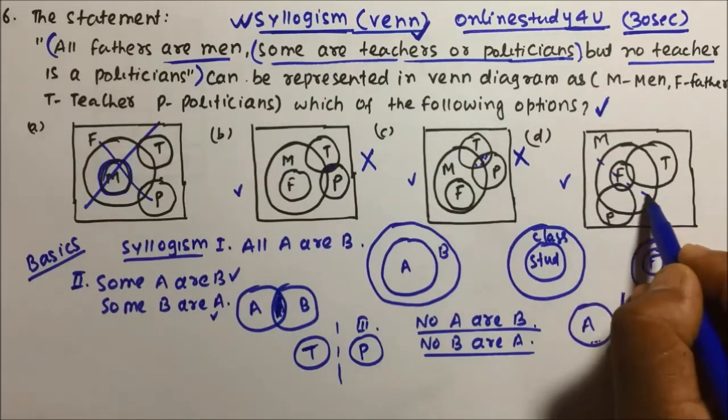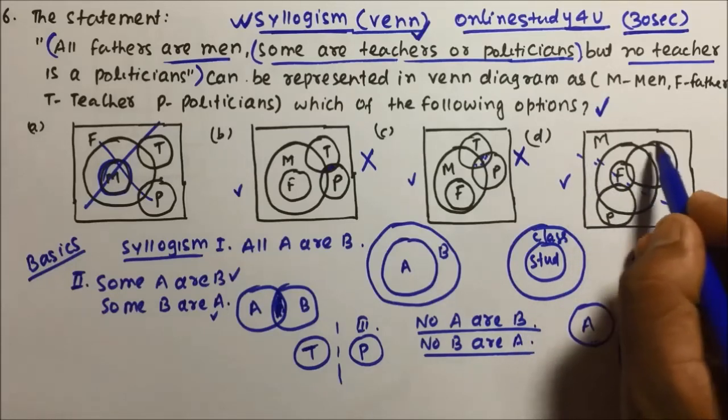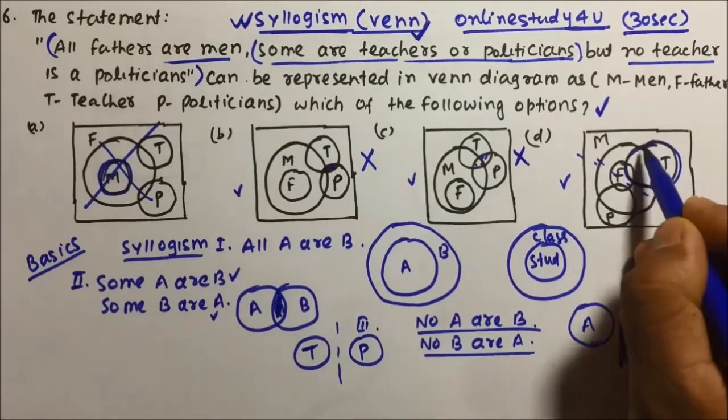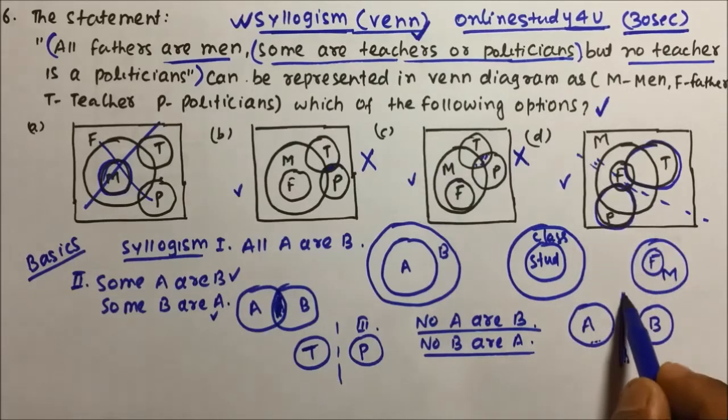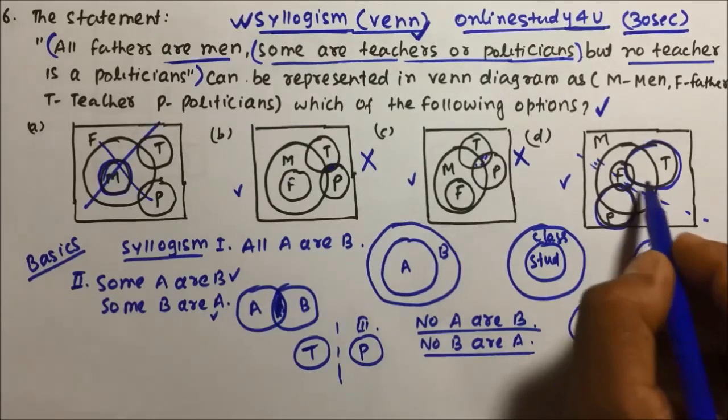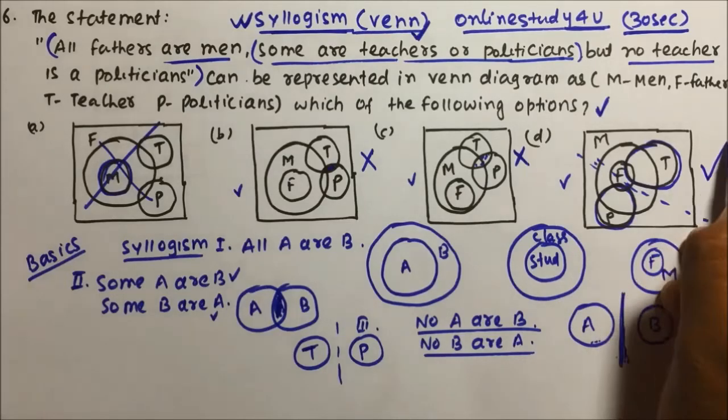Here you see teacher and politician do not have any relation. See, this is your teacher and this is your politician. So they do not have any relation. That means both the diagrams are separated. That means automatically the fourth option will become true.